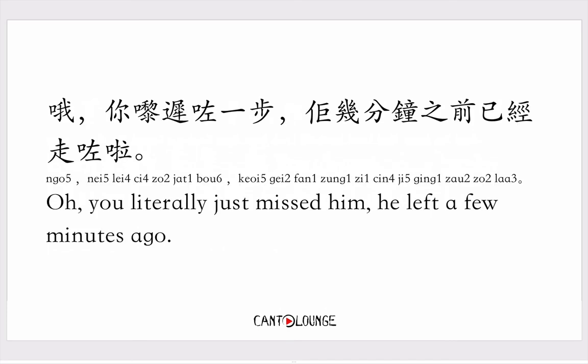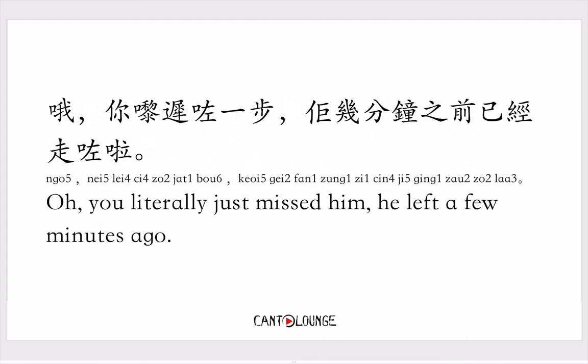So again, you might be someone at the workplace and you see someone who's like running over to you, who's trying to find someone who just left, right? And you might say to the person who just ran here, 你嚟遲咗一步啦，佢幾分鐘之前已經走咗啦。你嚟遲咗一步, you are late by a step, right? You literally just missed him. 佢幾分鐘之前, he a few minutes ago, 已經走咗啦, already left. Okay.